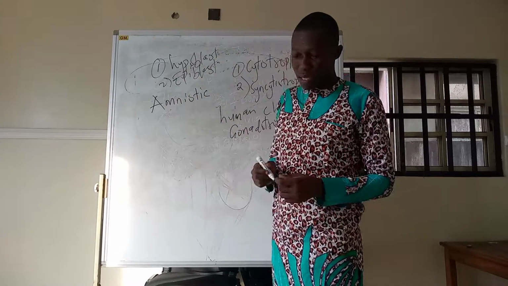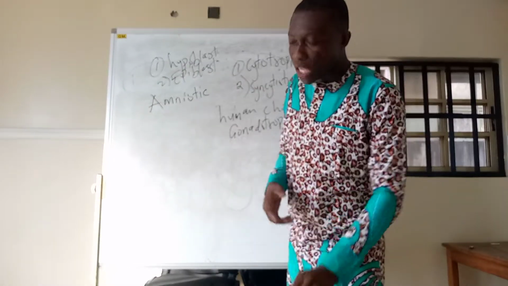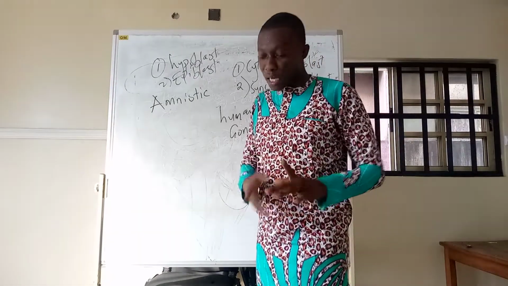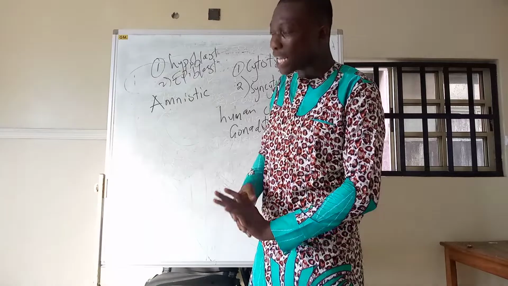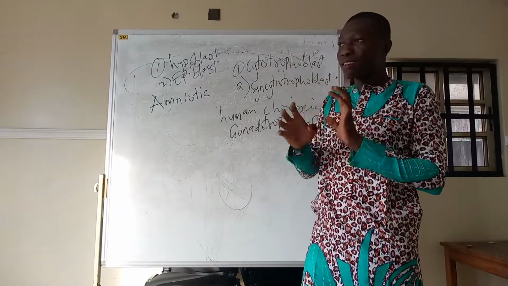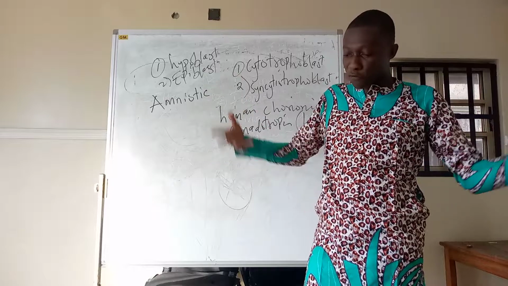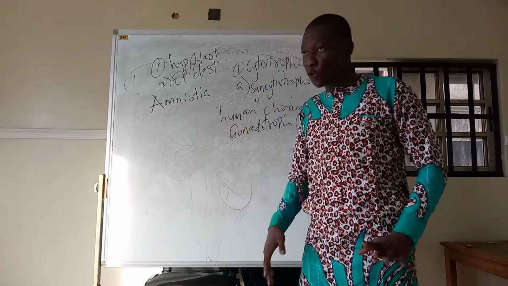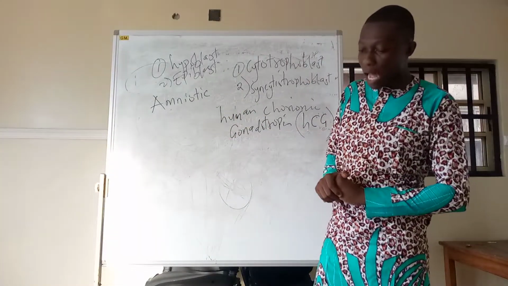Amniotic cavity and amniotic fluid. Now I'm going to give you the functions of this amniotic fluid. Number 1, it acts as a shock absorber. Remember, it is a liquid, so that liquid has the potency of withstanding any outside force. So in this case, the amniotic fluid acts, number 1, as a shock absorber.